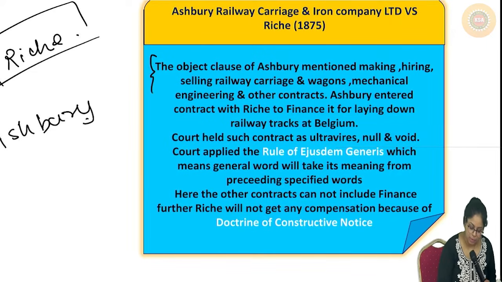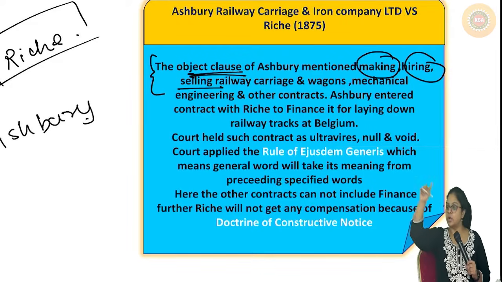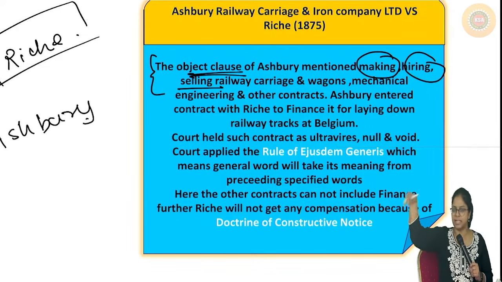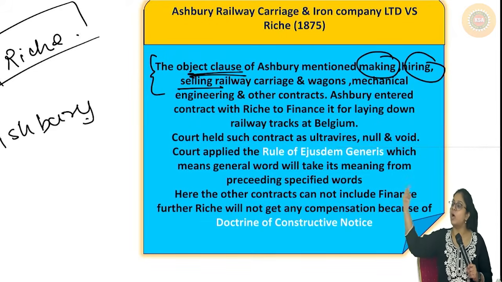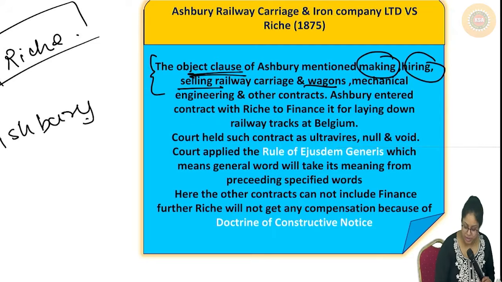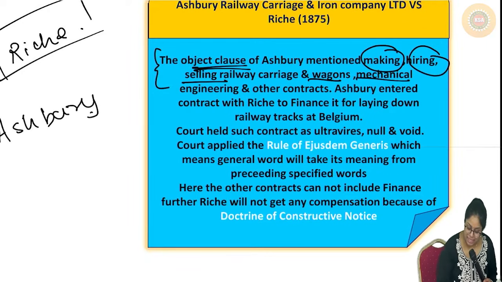Now, what was written in Ashbury company's objective clause is that the company will be making, hiring, selling railway carriages. You know what are carriages? Railway carriages, you know, like the buggies that are there in the railways. So this company will either make them, hire them or sell them. And wagons. Okay, maybe that's some part of the train, I'm not exactly sure. And they will do mechanical engineering work and other contracts.